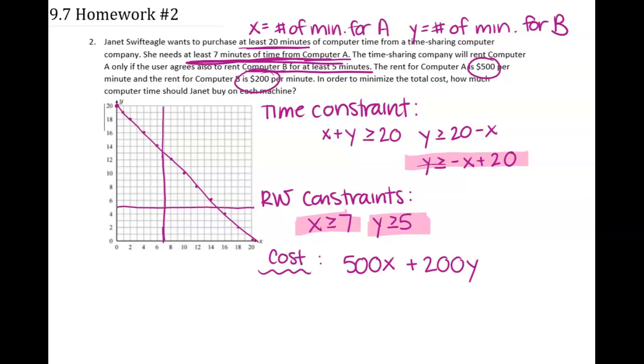But let's test a point for y is greater than or equal to negative x plus 20. So let's test 0, 0. And then 0 would be greater than or equal to negative 0, which is just 0 plus 20. Is 0 greater than or equal to 20? Nope. So that means we are actually going to shade not on this side of the line, but on the other side of the line.